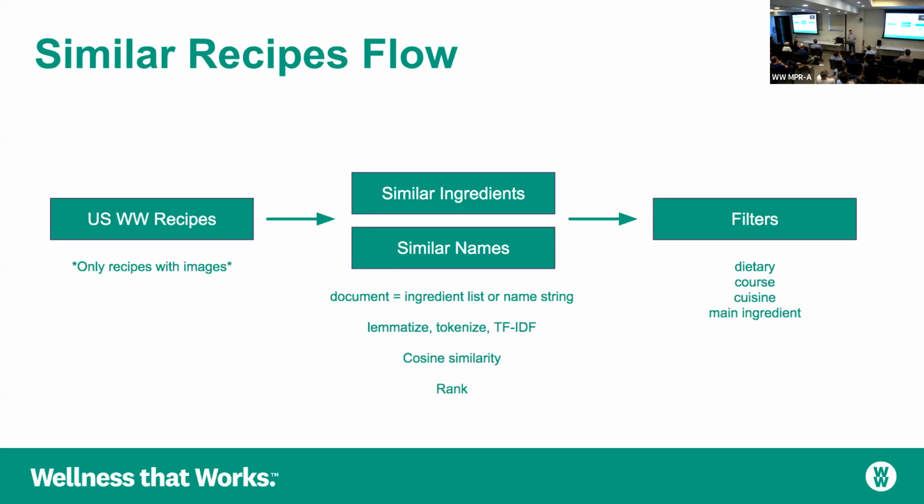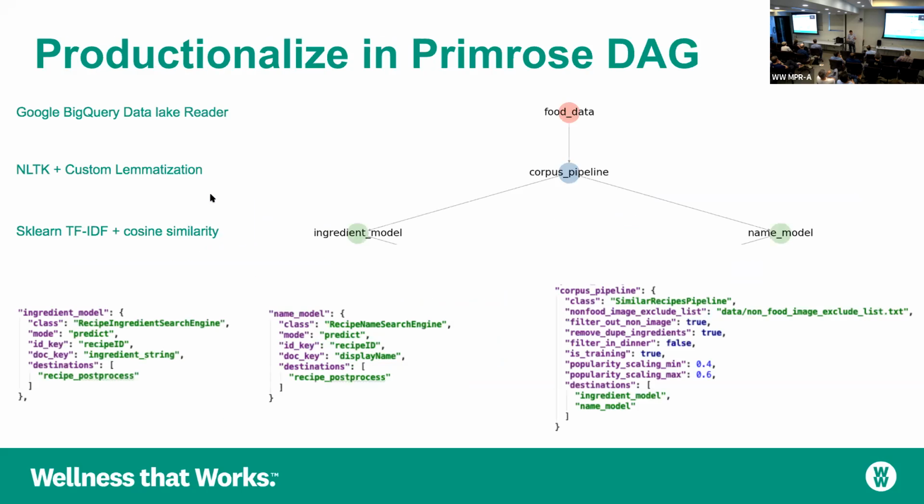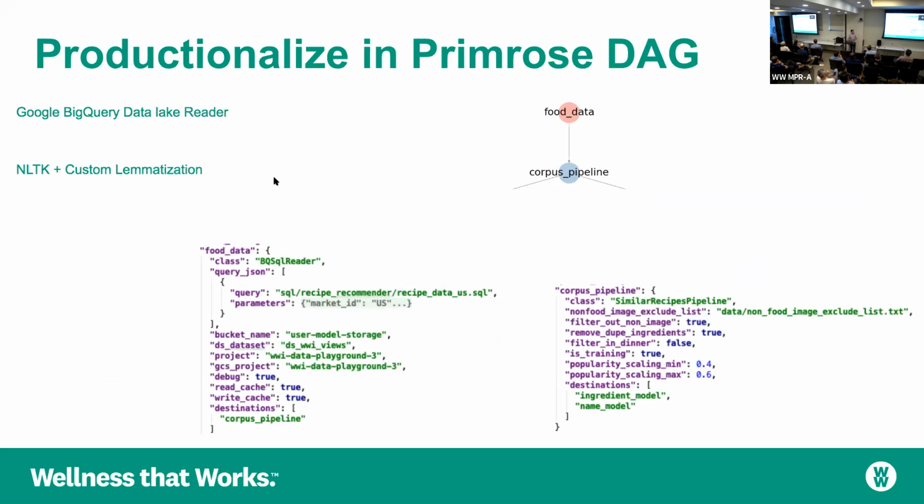So how do we get this kind of concept into our Primrose DAG framework? All right, so first, all our data lives in the data lake. So we have our Google BigQuery reader. If you look up here, we have our first node, food data, and that is defined down here. So this is the JSON configuration-as-code structure that we use to create the DAG.